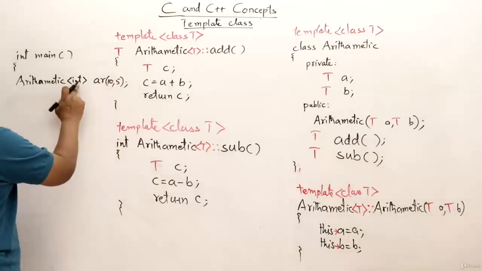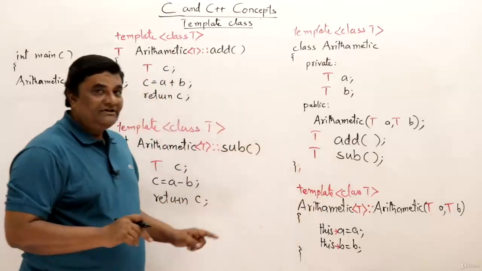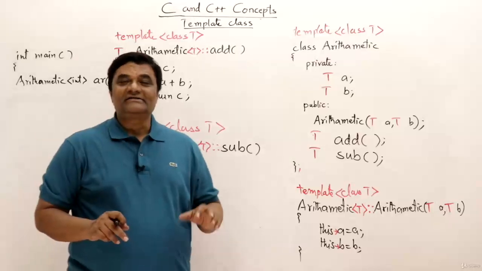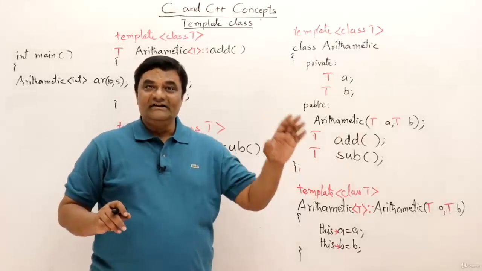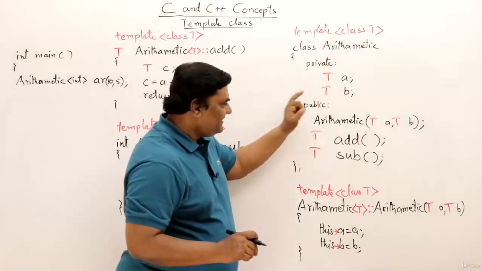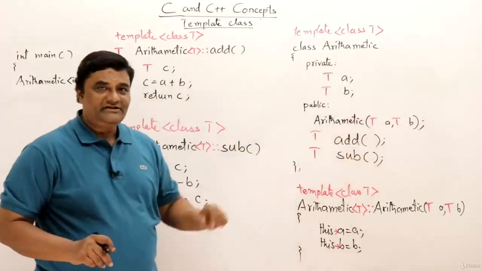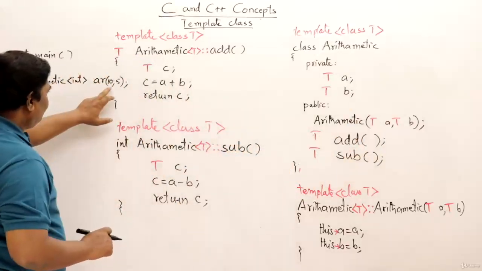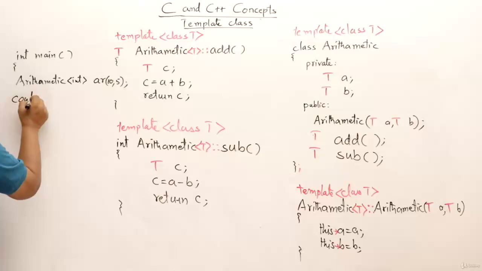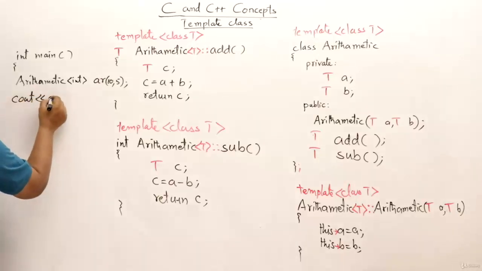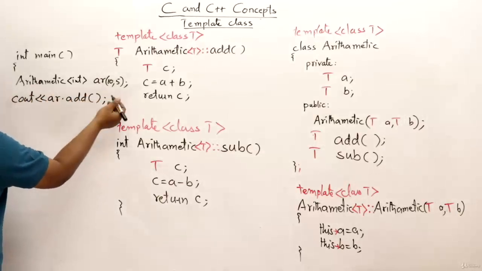Now this arithmetic class int, everywhere wherever I have written T, that will be replaced by int and this class becomes a pure integer class. So this works for integer type data. These variables become integer, the return types become integer, these parameters integer, everything becomes integer. Now these 10 and 5 are integer values. If I want the result, I can say cout and I can call that function add. It will give me the integer addition of these two numbers.